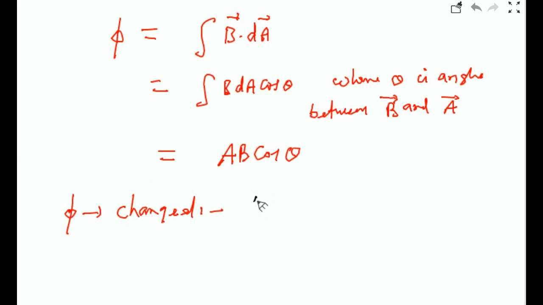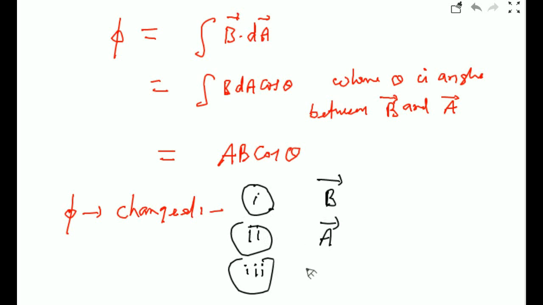Now let's take some examples, because flux can only change first by changing the magnetic field, second by changing the area of the loop, and third by changing the angle theta. With these three we can change the flux. So now see one example here.